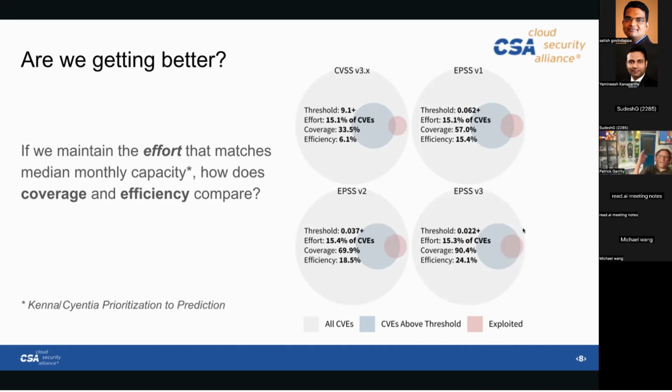All right, I went through a lot there. So I'm going to hop into some more, but any questions or observations before I move on? So Patrick, this is great. One question here. Comparing CVSS 9.1 plus threshold versus EPSS V1 threshold 0.062 plus, how does EPSS get visibility into the prediction? Does it need to know the vulnerabilities?